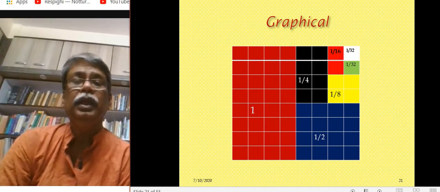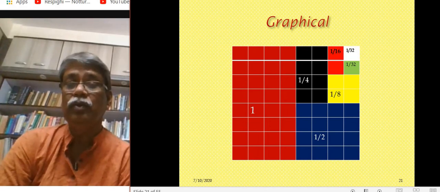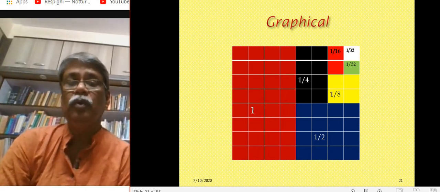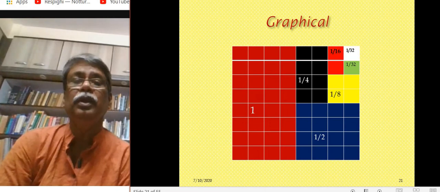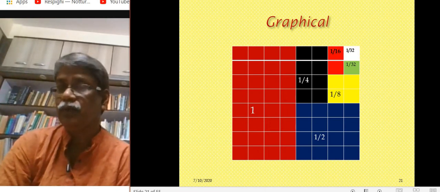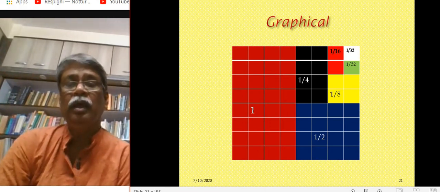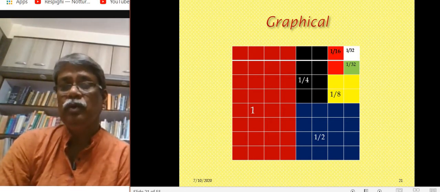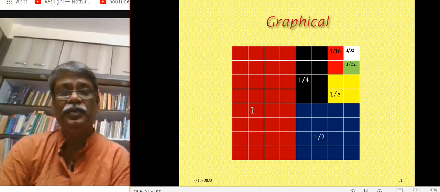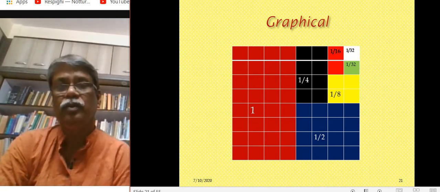That means you cover the whole area, and the answer you know to start with is 2 square units. So the sum of 1 plus 1/2 plus 1/4 plus 1/8 plus 1/16 plus 1/32 and 1/64 and so on infinite times, and the answer is actually 2. So it's a beautiful graphical representation, if not a proof, but it's a good demonstration.